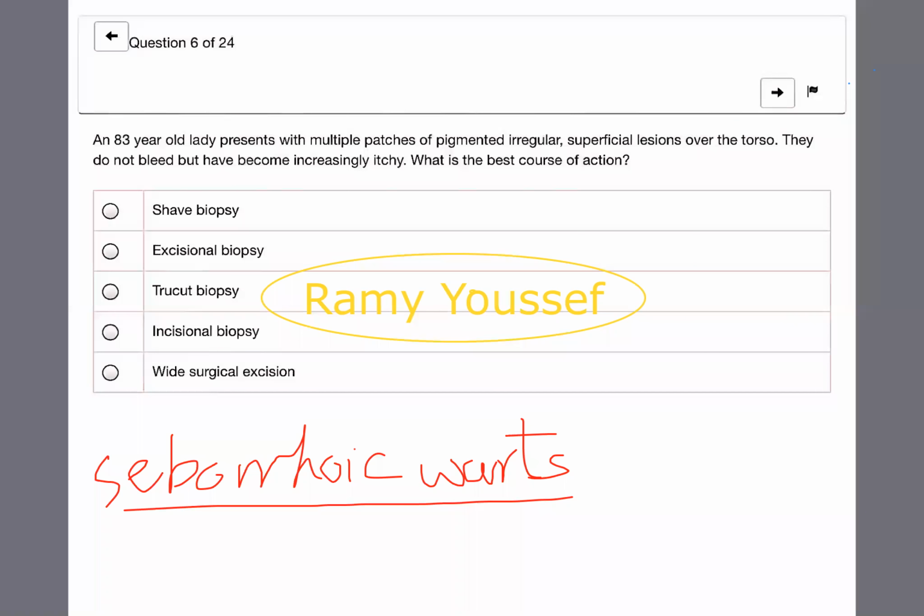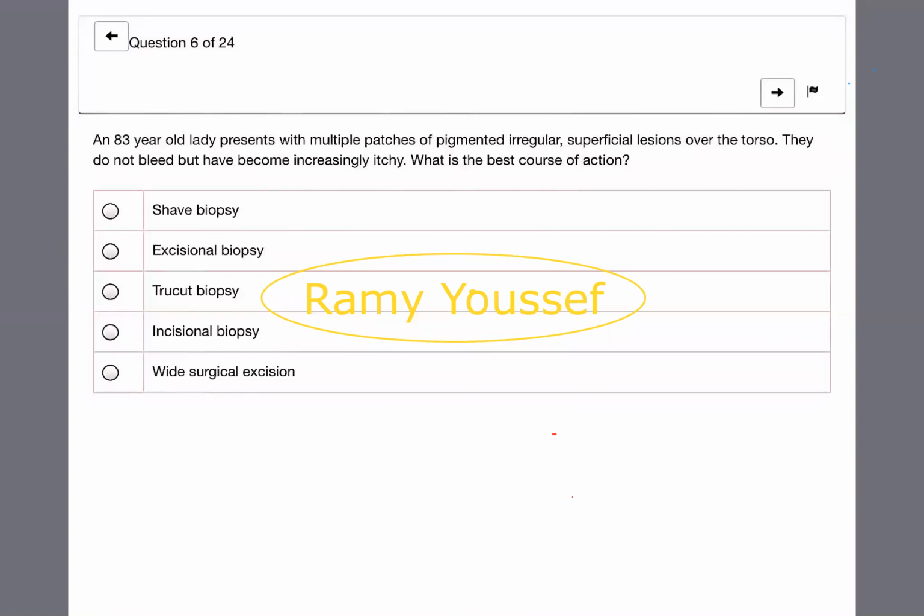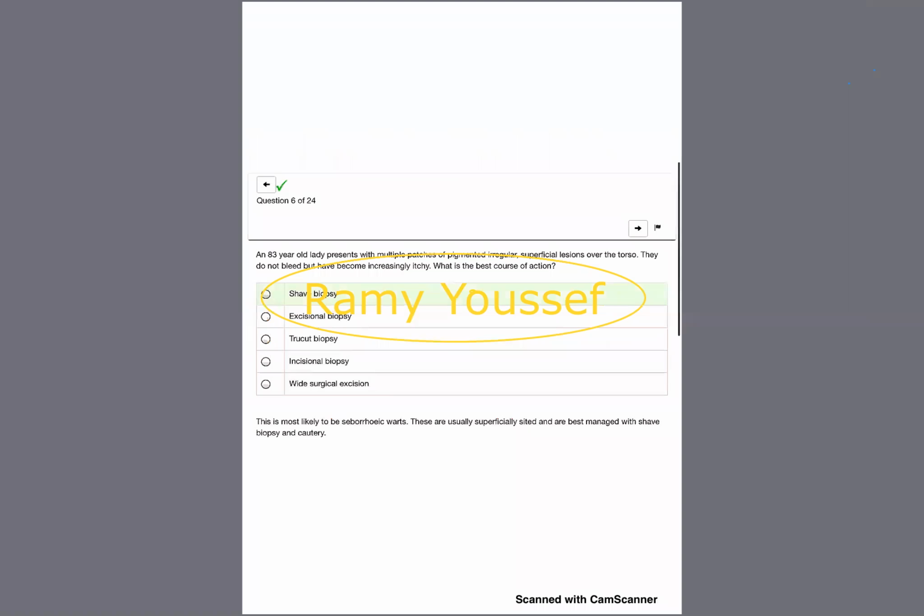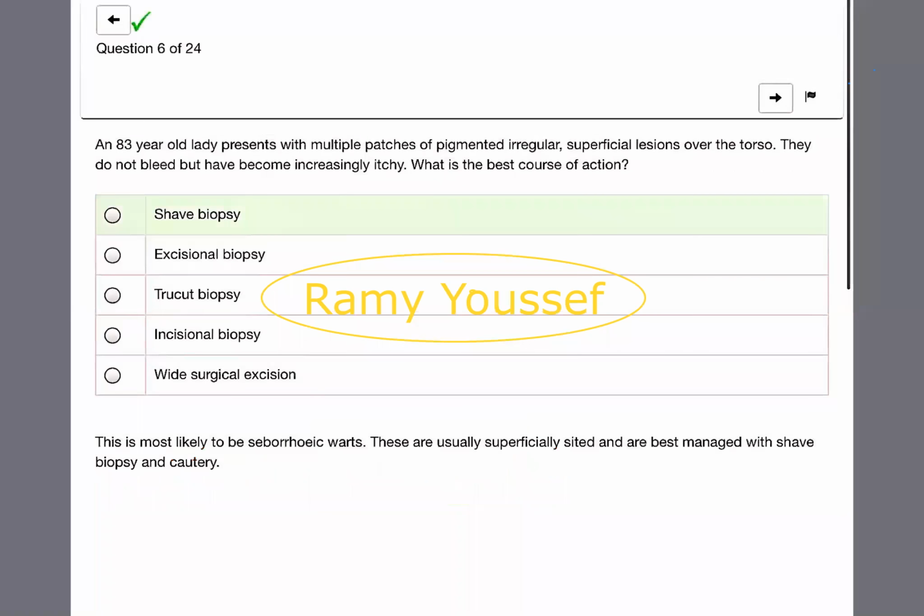What's your treatment? Shave biopsy. Exactly. Shave biopsy is the treatment of seborrheic warts. This is an old age, so you're not going for excisional or true cut or something. You're just shaving the most itchy lesions of these multiple lesions.